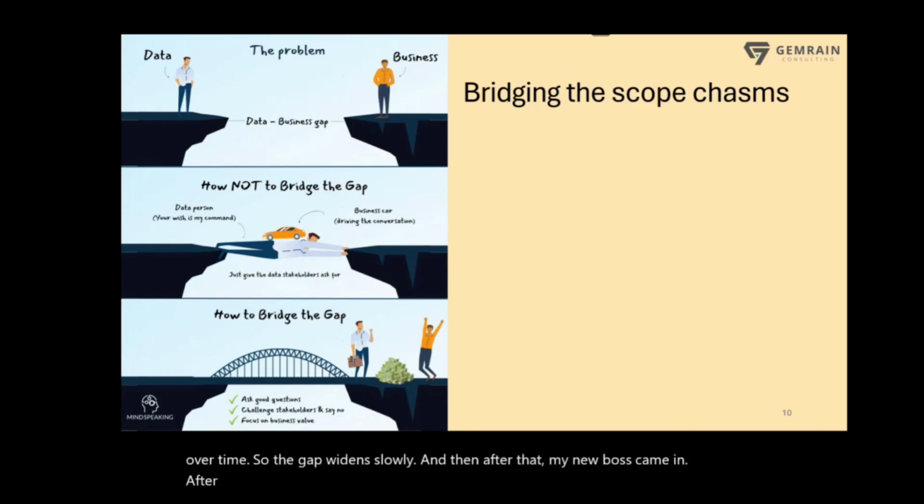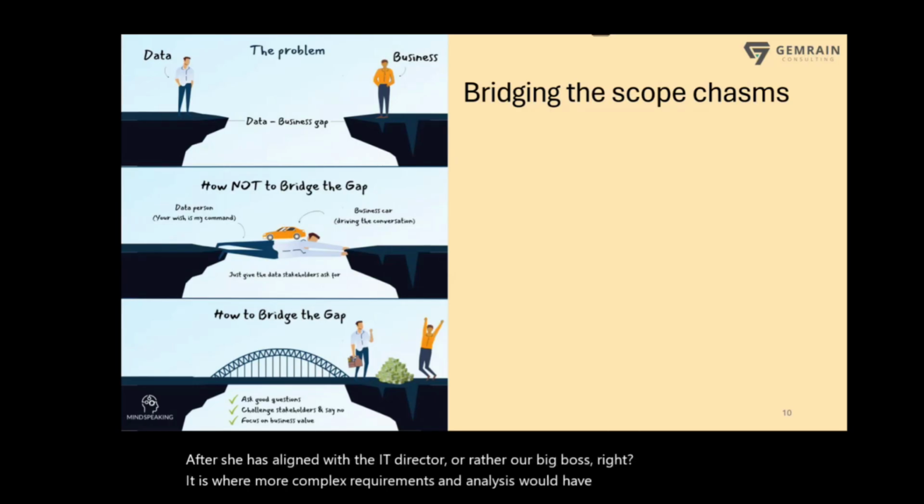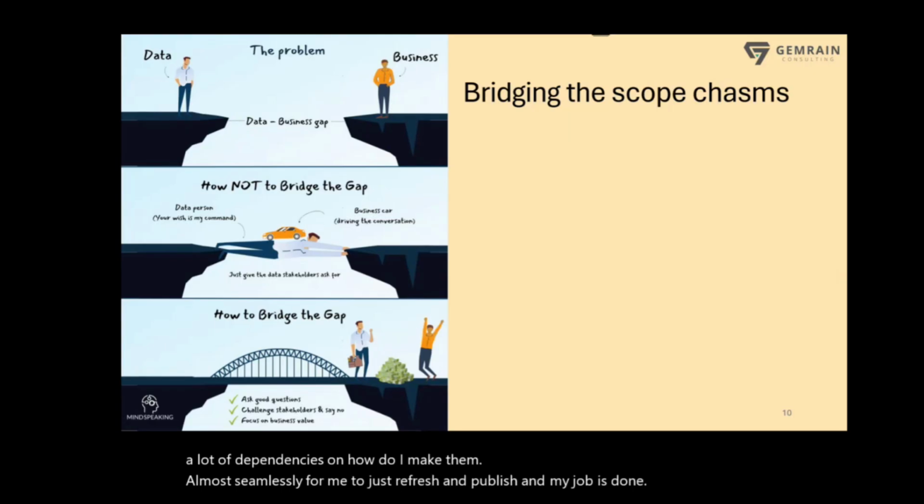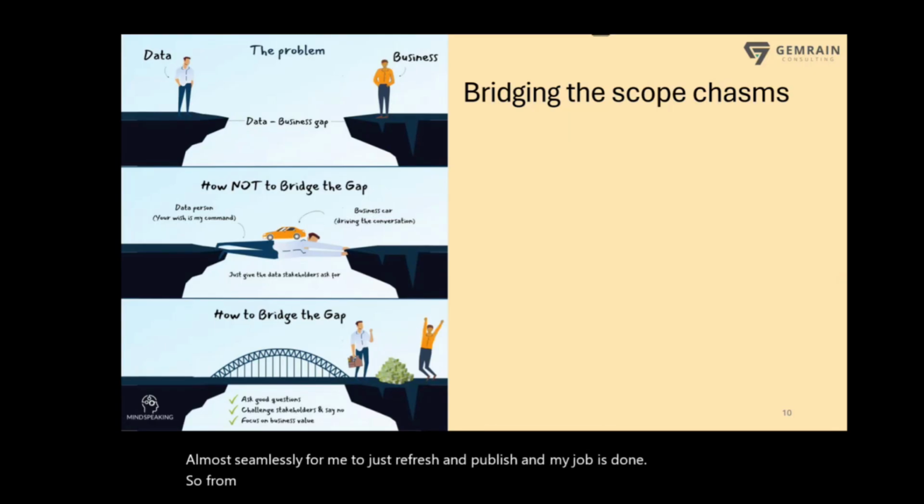After she has aligned with the IT director, or rather our big boss, it is where more complex requirements and analysis would have to come in place. Not just that 2 days work anymore. That is no longer sustainable. So I need to basically rewire a lot of dependencies so that I can almost seamlessly just refresh and publish and my job is done. So from a small gap, it gets bigger and bigger and becomes a chasm, right?